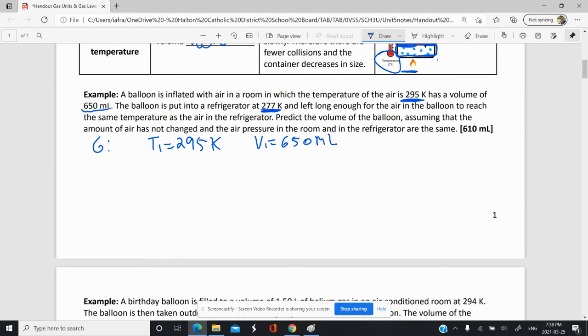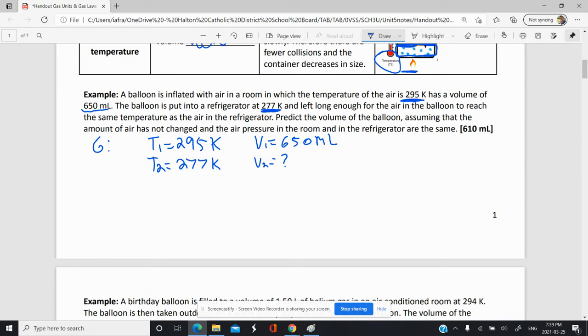Now, this can stay as milliliters. You can convert it to liters as well. But what's important is that you're consistent with your volumes. As long as they're both milliliters is fine, or they're both liters is fine. You just have to be consistent. And for our final conditions, we said that the balloon went into a refrigerator where the temperature actually went down, 277 Kelvin. And we want to know what the new volume of the balloon is going to be.